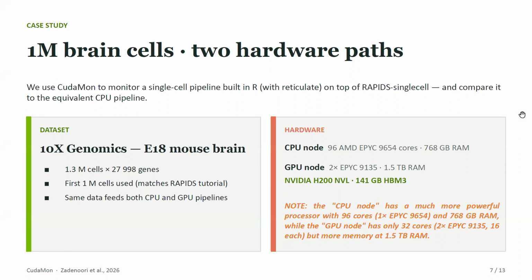If you look at the CPU version and GPU version, regarding the CPU, there is a bias introduced here because the CPUs in the two nodes are not identical. But the bias introduced is in favor of the CPU node, because the number of cores is so much more in the CPU node.